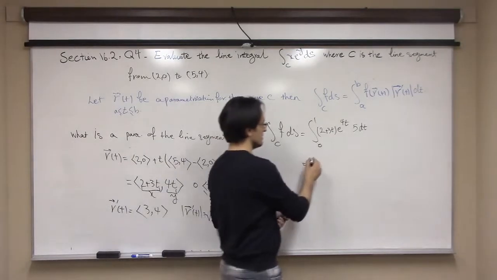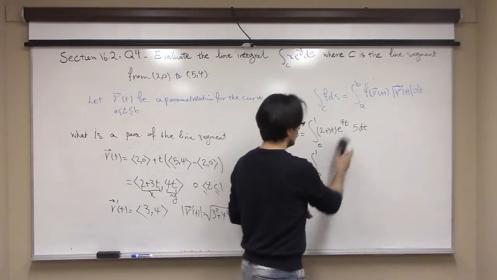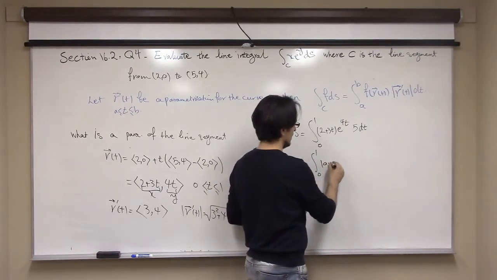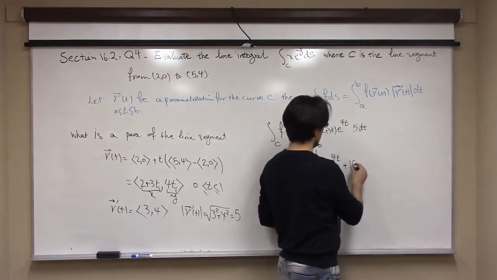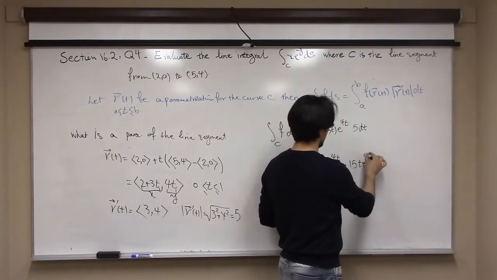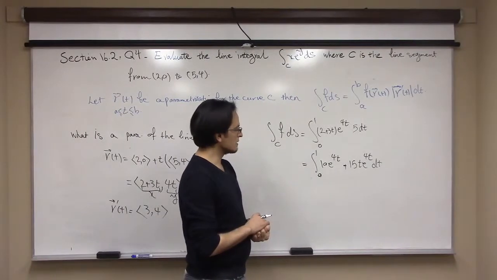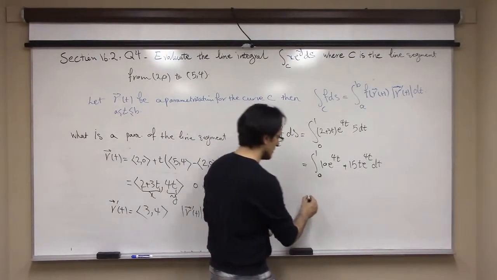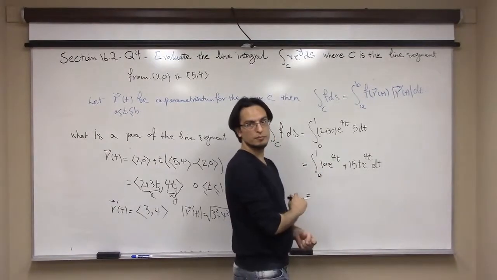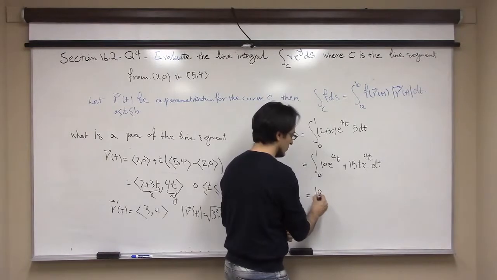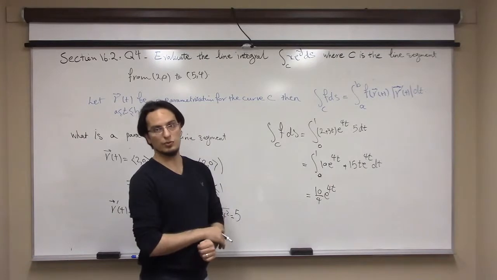Okay, now everything is ready to go. I multiply everything: 5 times 2 is 10 e to the power 4t, and this guy here is 15t e to the power 4t. Now I have to integrate this thing, find the antiderivative of this. If it was e to the t, I would put e to the t, but now it has 4 there, so the antiderivative of e to the 4t is 1 over 4 e to the 4t.